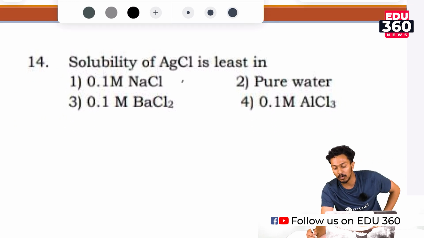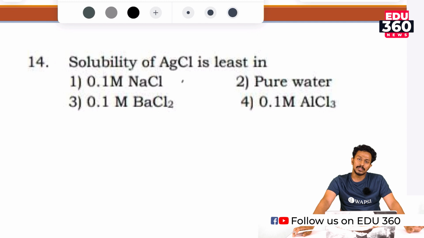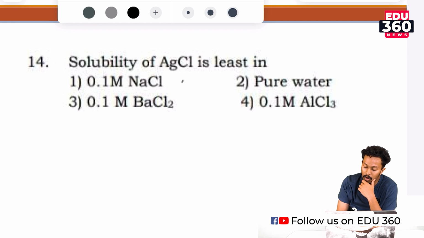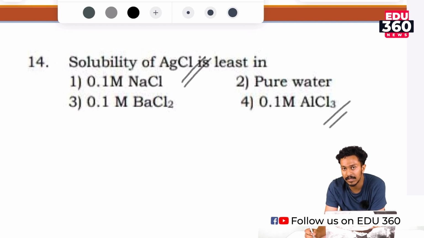Solubility of silver chloride is least in. Here the concept that is associated with this question is common ion effect. Ions common both in the reactants and solution, solute, help in reducing the solubility of the reactants. So here common ions like chlorine in silver chloride and all these solutions might lower the solubility of silver chloride.